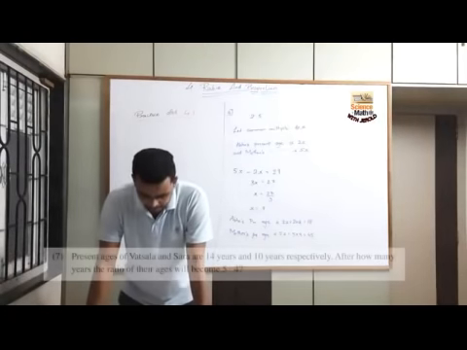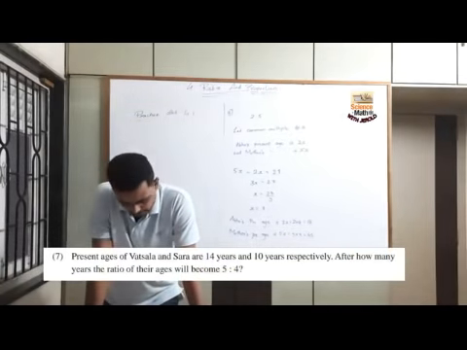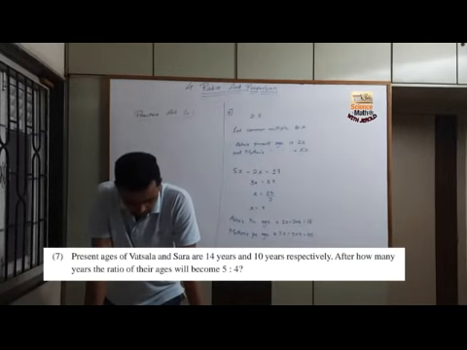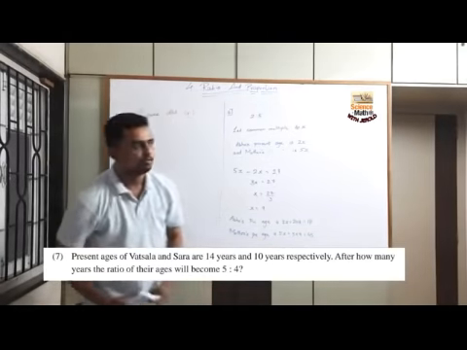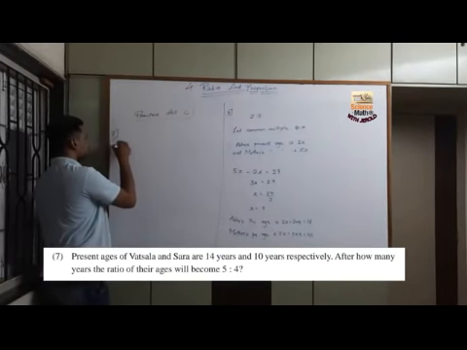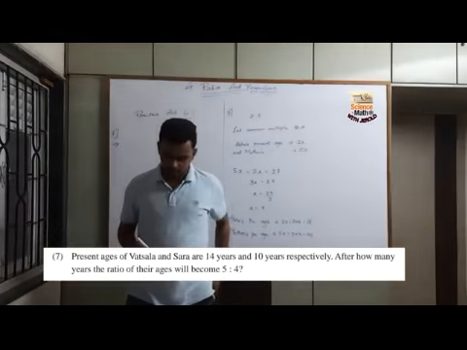Question number 7 is, present ages of Vatsala and Sara are 14 years and 10 years respectively. How many years later the ratio of the ages will become 5:4? So for the 7th question, the present ages of Vatsala and Sara are 14 and 10 years respectively.